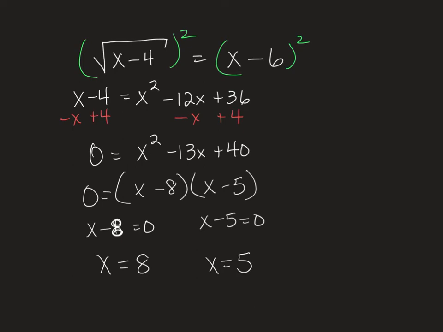Check your answers. When I plug 5 in, that'll give me -1 here. No, I apologize. That'll give me 1 on the square root of 1 and -1. That works. If I do 8, that'll give me a 4 here and a 2 on this side. Square root of 4 would give me 2. These are both my answers.